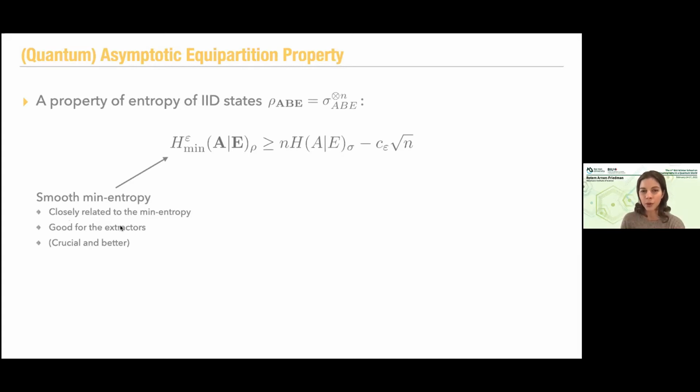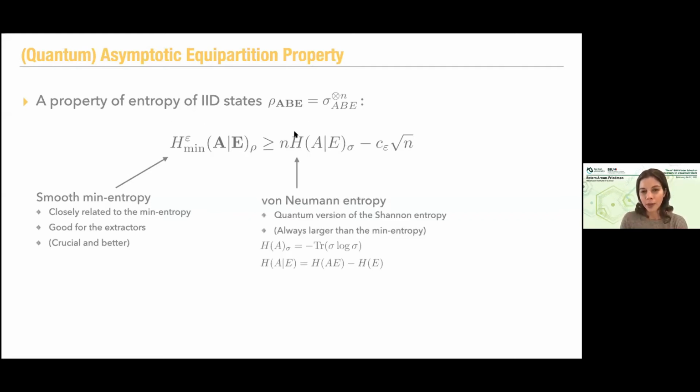It's good for extractors. When I defined extractors in the previous lecture, I did all the definitions with the min entropy, not with the smooth min entropy, but you can define everything with the smooth min entropy and just add some epsilon in the error terms, and it's all good. It's actually even better. So this is the quantity that we have here, the smooth min entropy. So far I said I want to bound the min entropy; now I'm switching, saying I want to bound the smooth min entropy. They're closely related. I just want to work with this quantity.